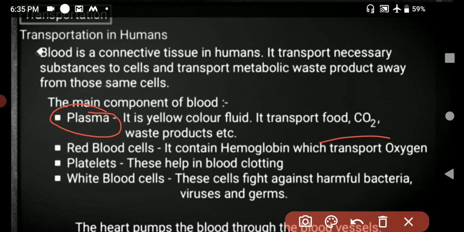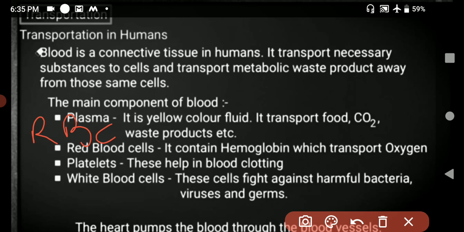The next one is red blood cells. So what are the red blood cells? These are also known as, in short, RBCs. Red blood cells contain hemoglobin which transports oxygen. So red blood cells contain a red color pigment which is known as hemoglobin and which is responsible for the transportation of oxygen throughout the body.